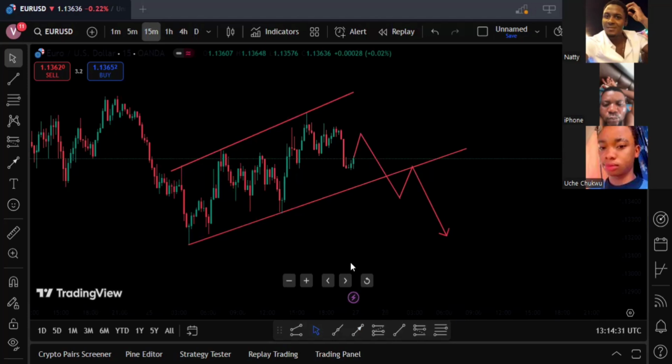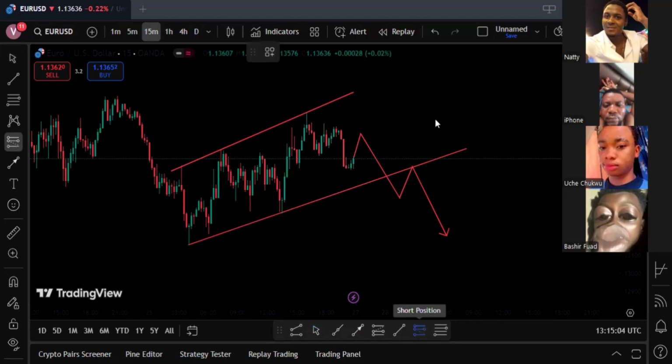So this is exactly what we should be expecting on this particular market. But just understand that this is just an analysis. This is why we always use our stop loss. No matter how beautiful your setup is, it can still go against you. This is what I will be expecting in the market in the coming weeks. But anything can happen, but this is my analysis. And this is how to trade this particular pattern.